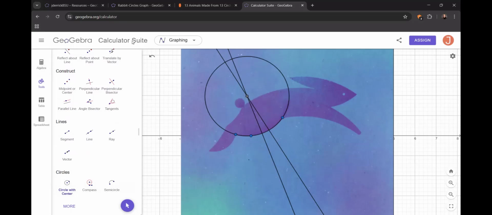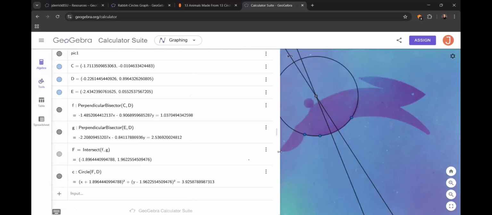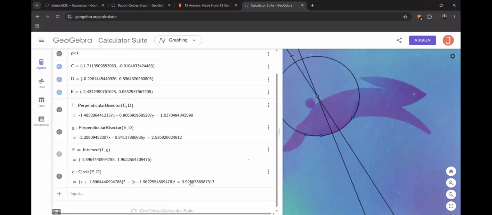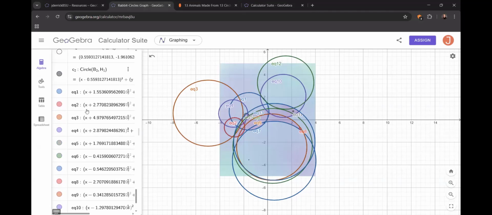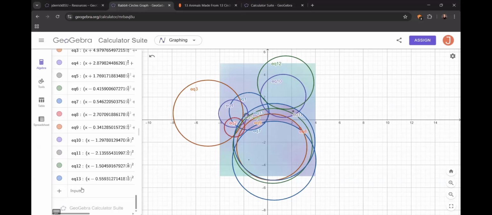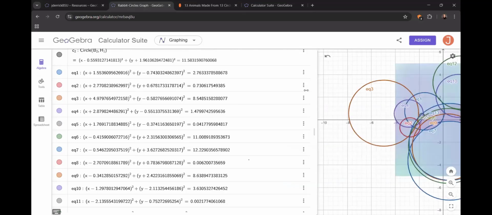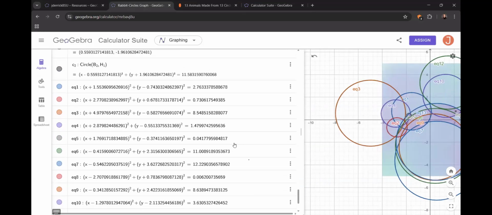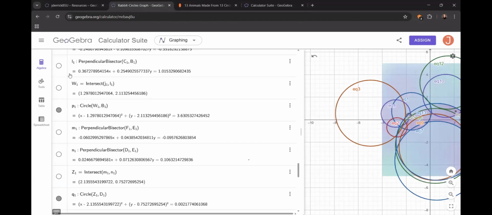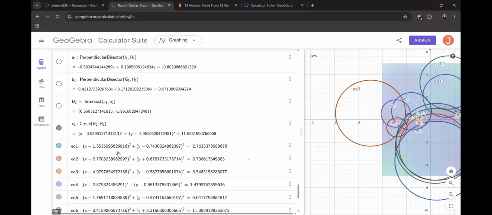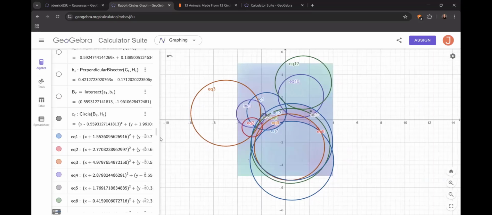What's really nice about using the calculator suite on GeoGebra is it also automatically gives me the equation of this circle. So if we go back to the original image that I had, you can see that I did get 13 circles, just like she claimed to have used, and we have those 13 circle equations, all of which came from creating points and doing perpendicular bisectors in order to figure out where their center was so that we can get their center and their radius.